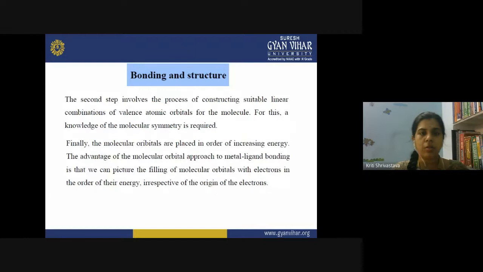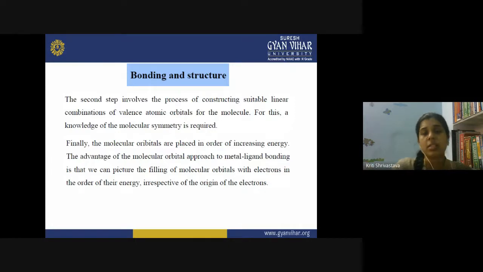So now, what is the second step? In the first step, we have already identified the valence atomic orbitals, and we have applied the LCAO method, and we have seen what valence orbitals are available on the metal atom, the metal cation, and the ligand molecule. So once you have identified the valence orbitals, the orbitals which are going to take part in the bond formation, what is the second step?